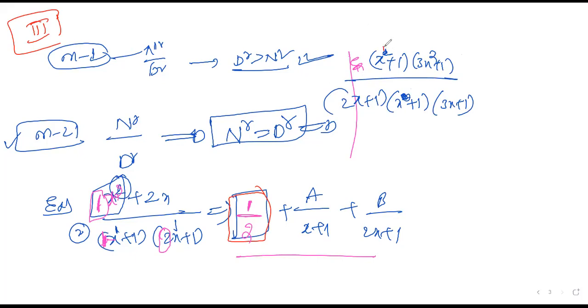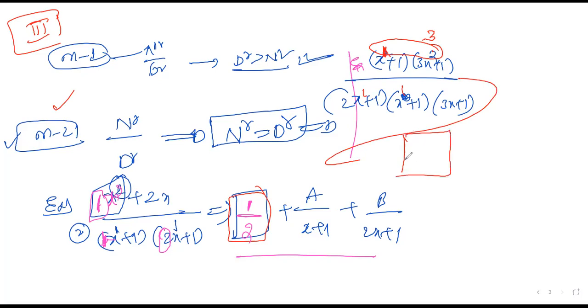What is the power here? 1. What is the power here? 2. What's the total degree here? Numerator is 3. What's the denominator? 1, 2, 3. Both are the same. It comes under method 2. So what is the value of the constant? How can you say that? Please multiply the coefficients. The x power 1 coefficient is how much? 1. Here it is 3. 1 plus 1 into 3.